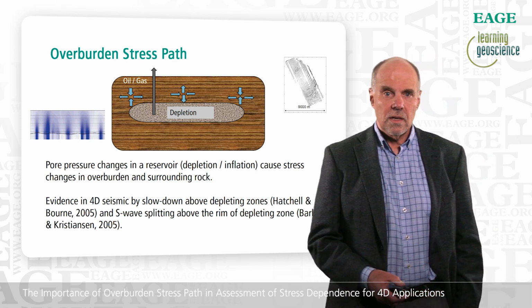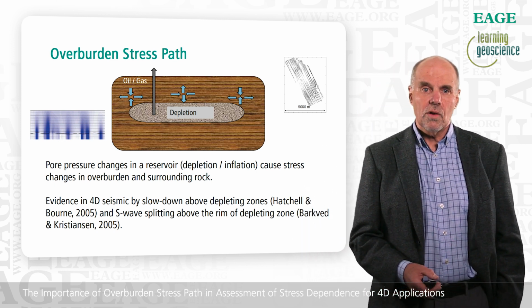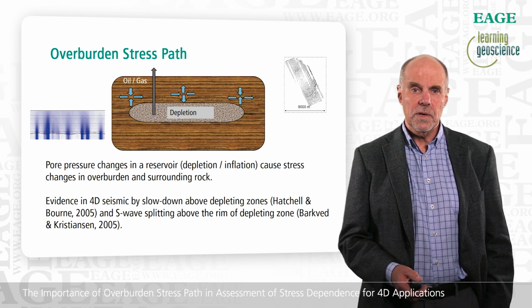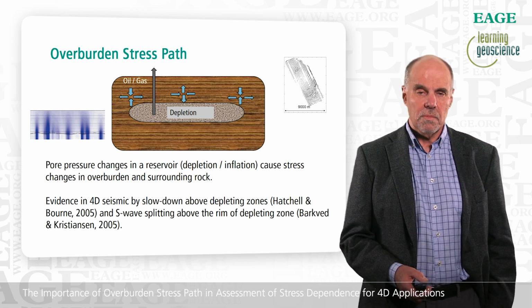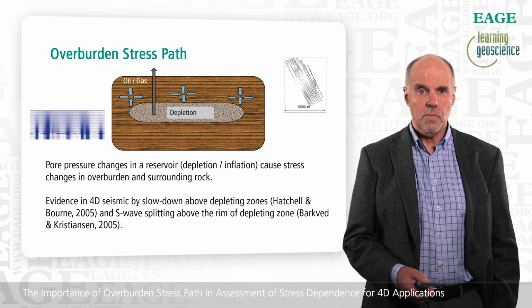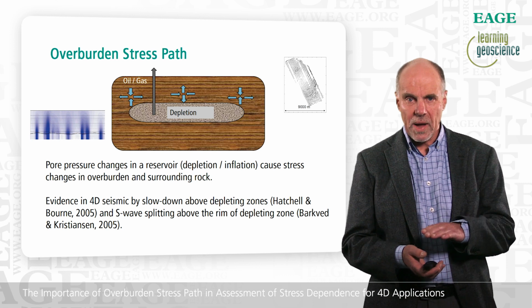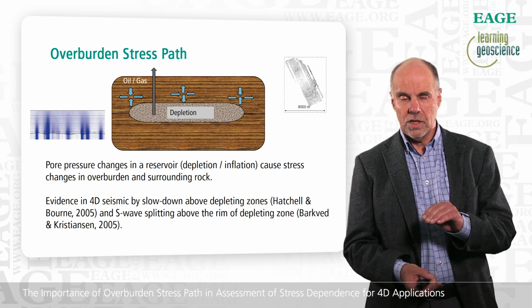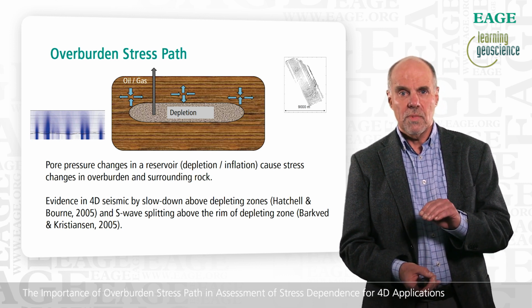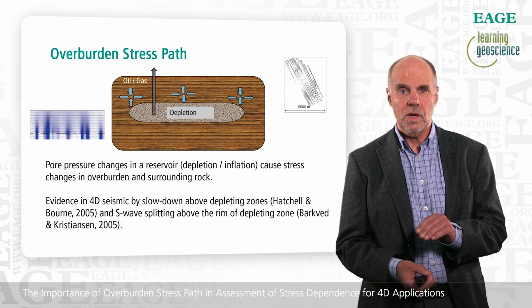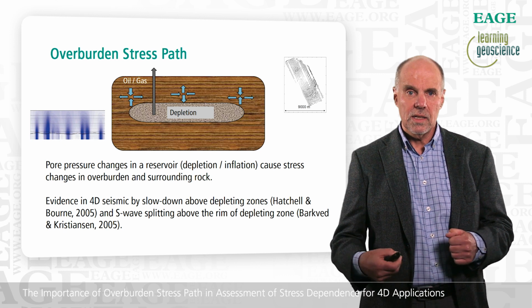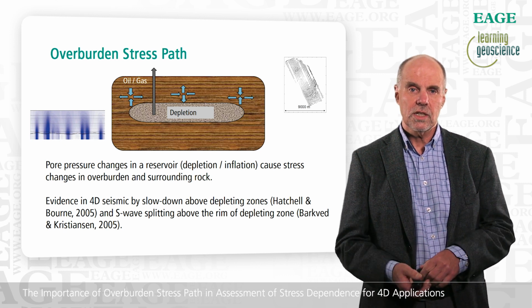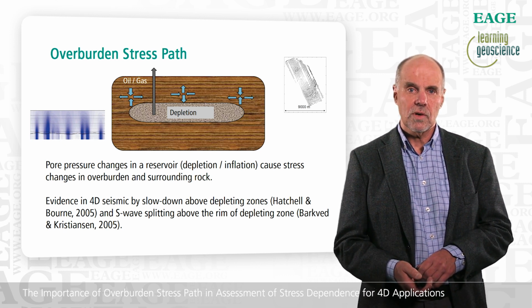So this slide is introducing the overburden stress path. In the picture you see a reservoir in the middle. In this case, it's depleting, so the pore pressure is reducing. When the pore pressure is reducing, the reservoir is compacting. That leads to a stretch in the overburden and hence a vertical stress reduction above the center of the reservoir. However, this is compensated by an increase in the horizontal stress right above the center of the reservoir.